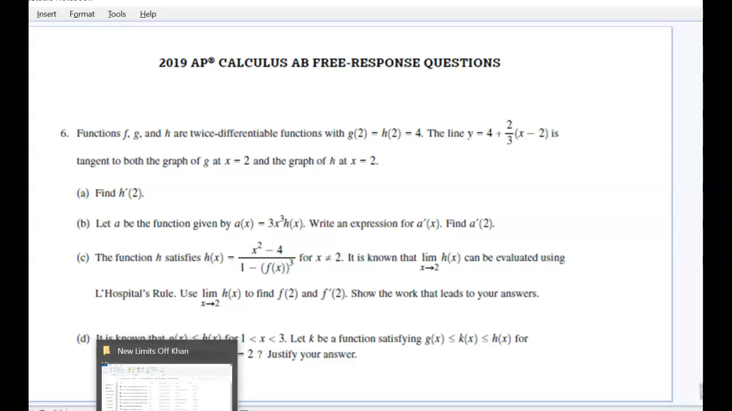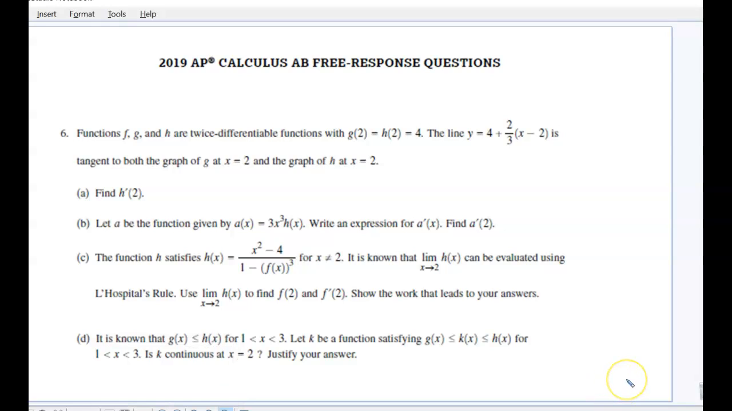Okay, in our last example, this is from the 2019 AP Calculus exam, and we're just going to look right now at question D. And question D is saying functions f, g, and h are twice differentiable, and g of 2 equals h of 2 equals 4, so that's important. And it says we're given a line, and the line is tangent to both the graph of g at x equals 2 and h at x equals 2.